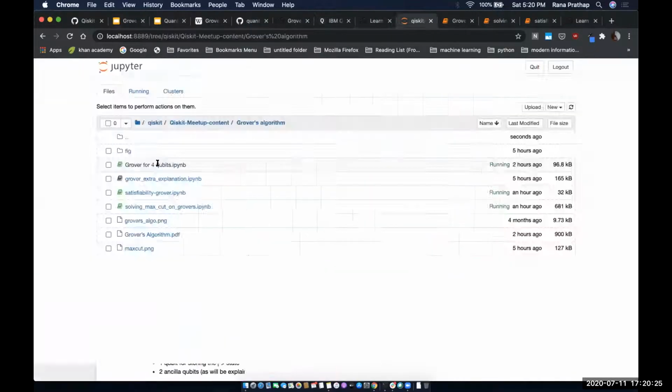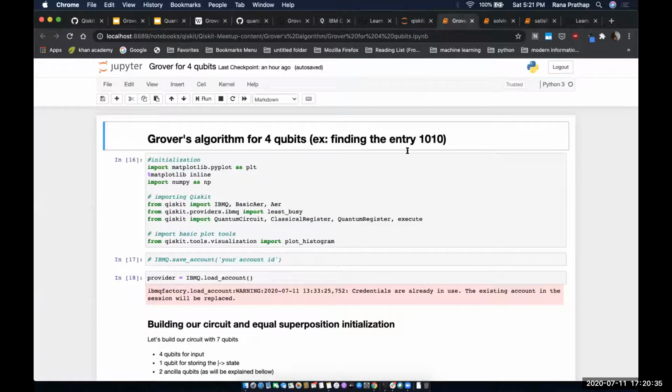Okay, so I believe if you have cloned the repository, these are the items that you will find in Grover's algorithm. Grover for 4 qubit is just an extension, telling you how to implement the circuit we just learned.